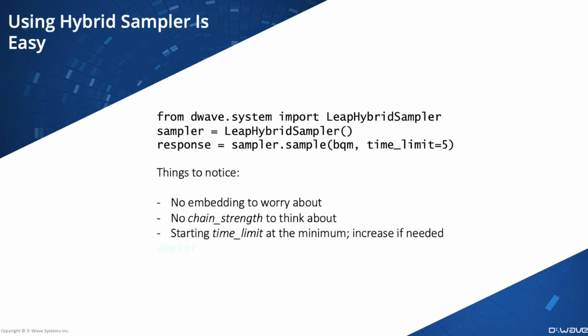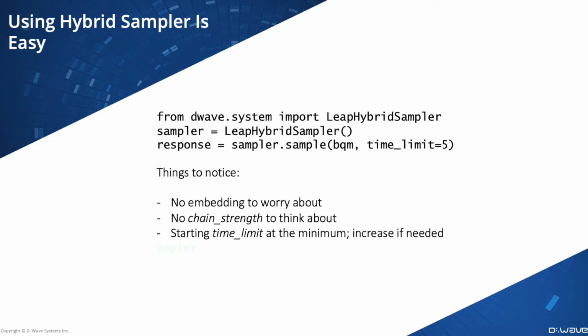And as I mentioned, it's really easy to use. Just these 3 lines, basically. The first line is the import of LeapHybridSampler, the second line instantiates the sampler, and in the third, you're actually calling sampler.sample, like we did with our other solvers. And the time limit there is shown, in this case as 5 seconds, although as I mentioned, it defaults to using the minimum that it's calculated.